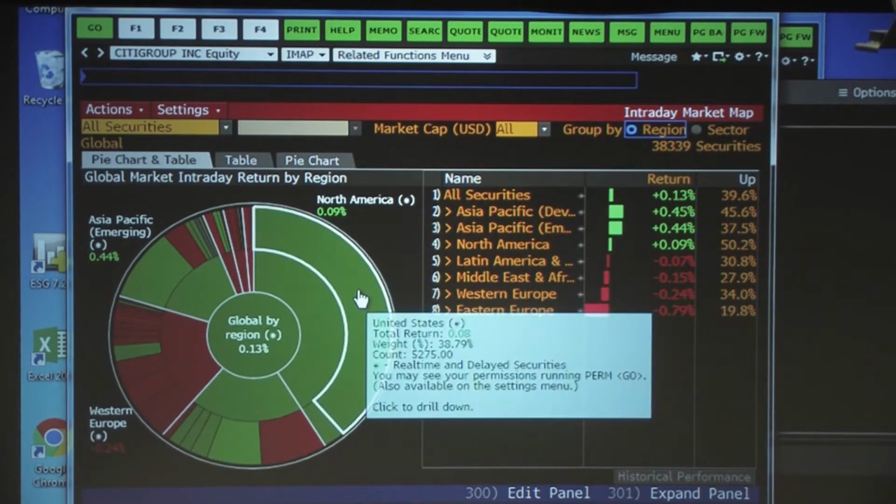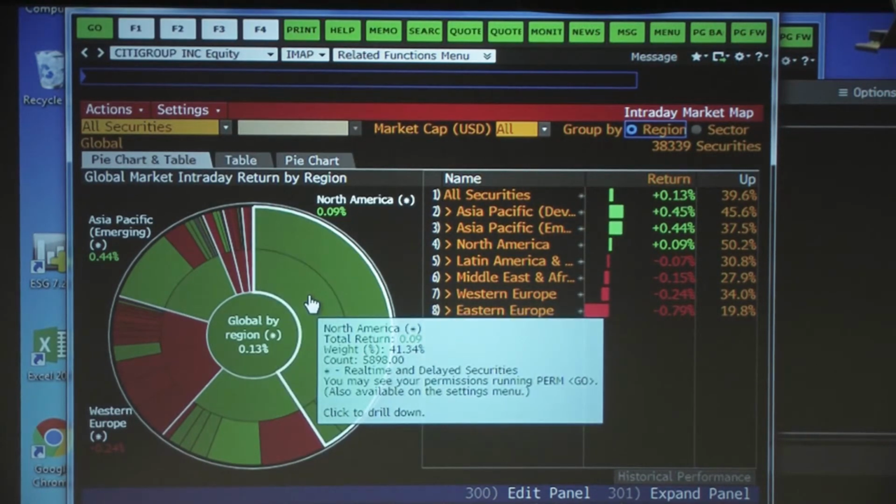So this pie chart, this share here, represents North America, and you can see the return on the day. You can see that the North American equity markets represent 41% of the overall world markets. That's really something interesting to see. You can see we have a very big effect on the world. Not even China has a market as big as ours.